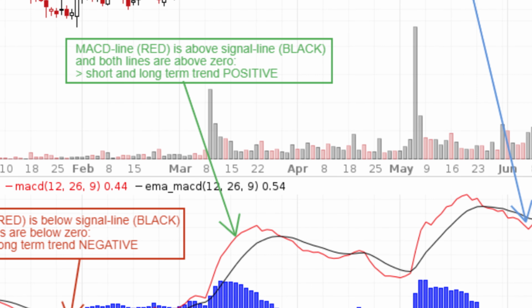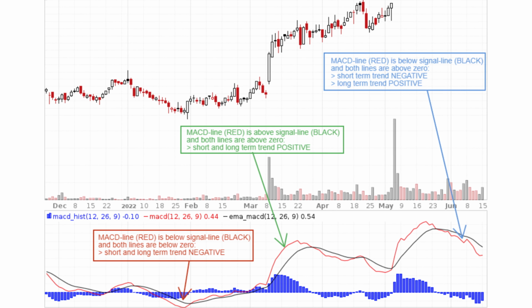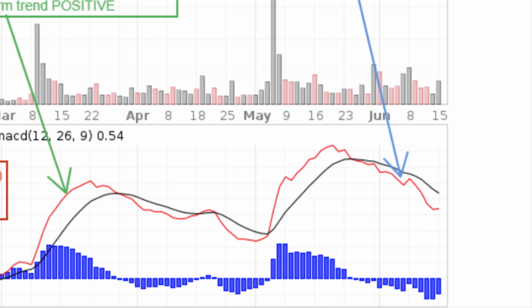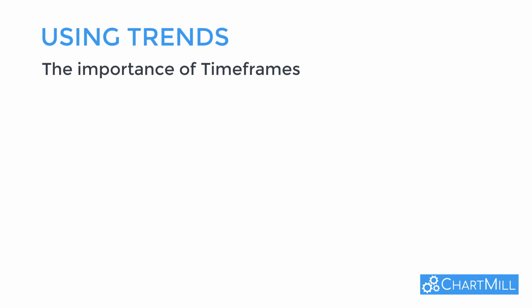For the long-term trend, we consider the position of the MACD and signal line in relation to the zero line. If they are both below the zero line, the long-term trend is downward, and if both the MACD and signal line are above the zero line, the long-term trend is bullish. In a trend-following strategy, positions are only taken in the direction of the existing long-term trend.